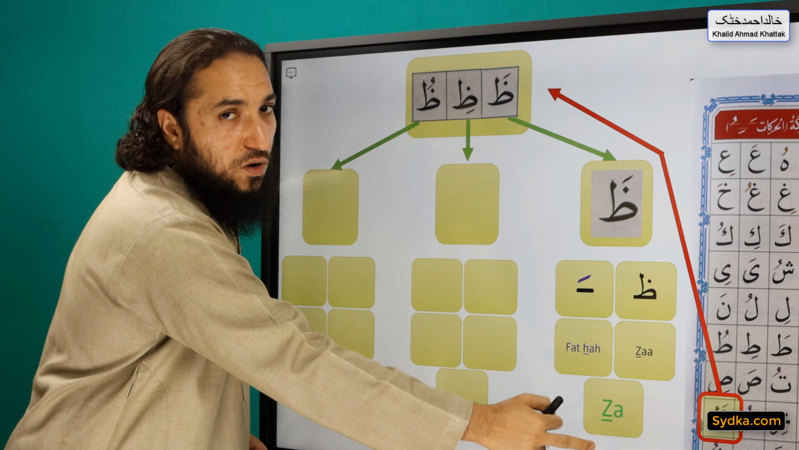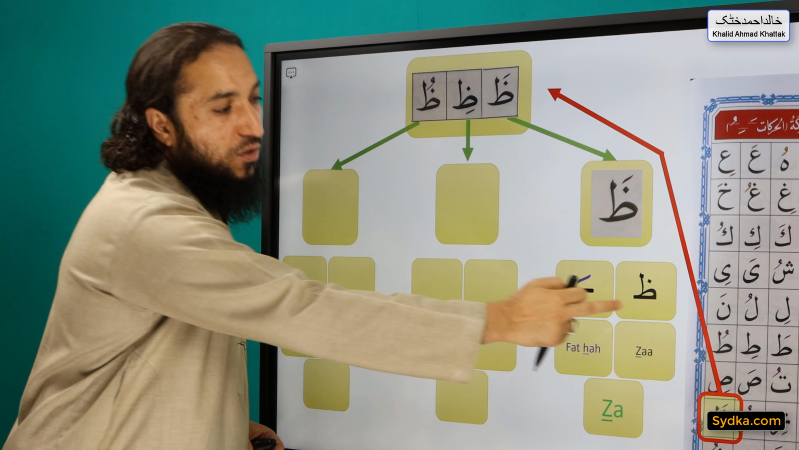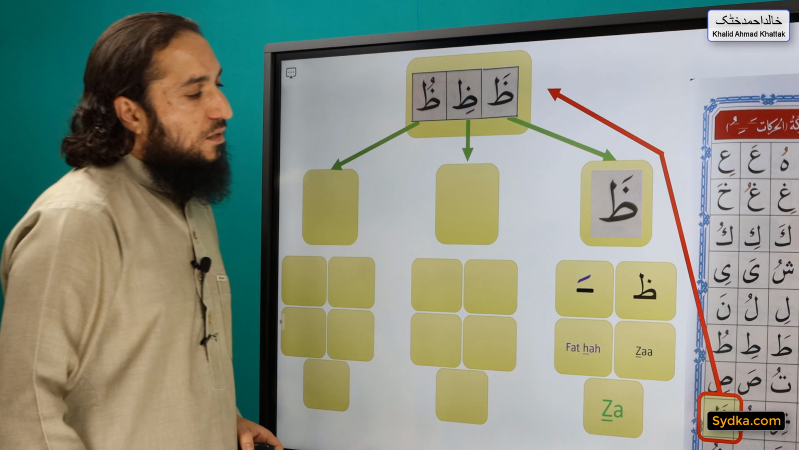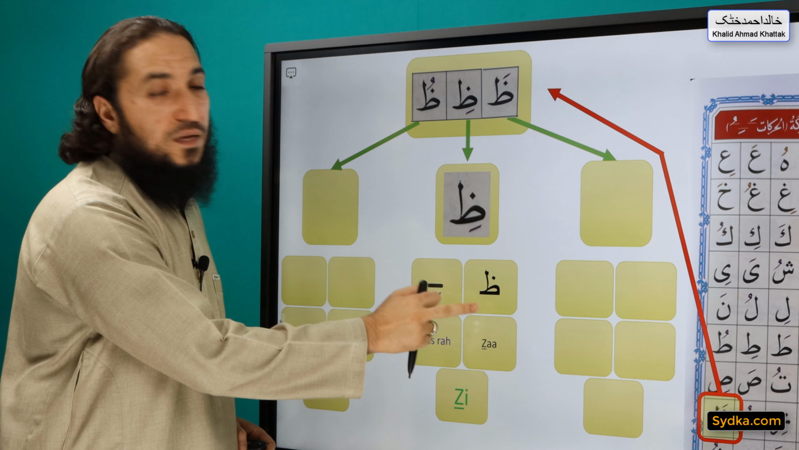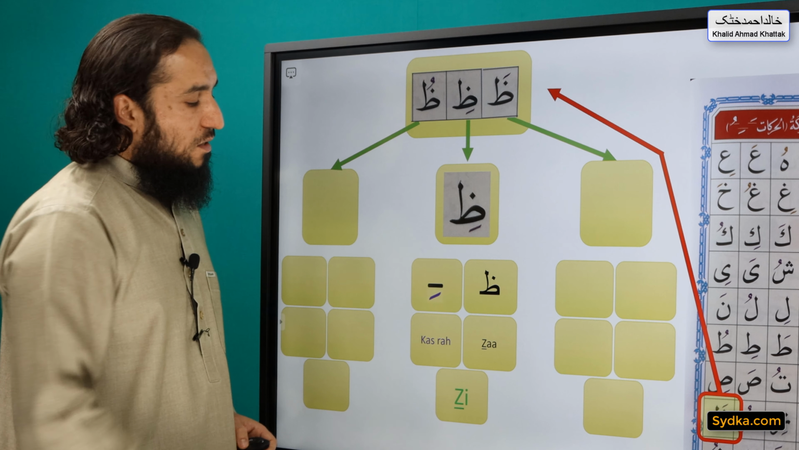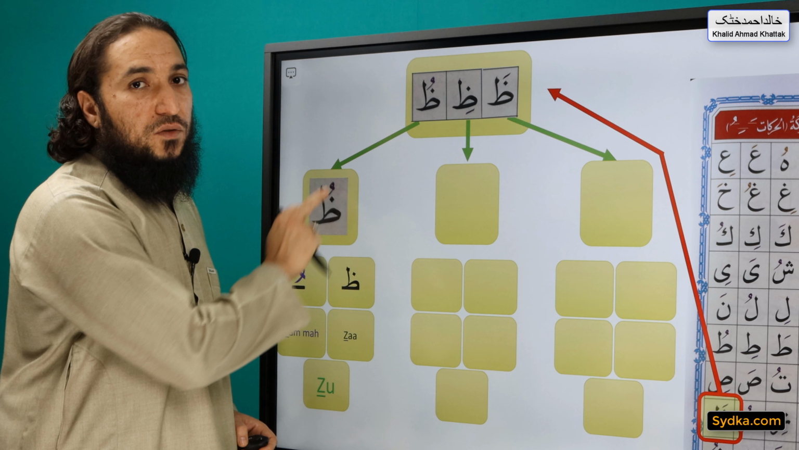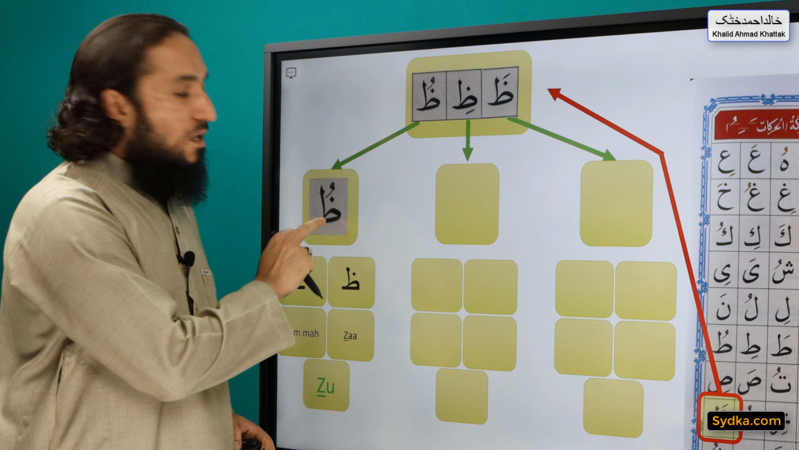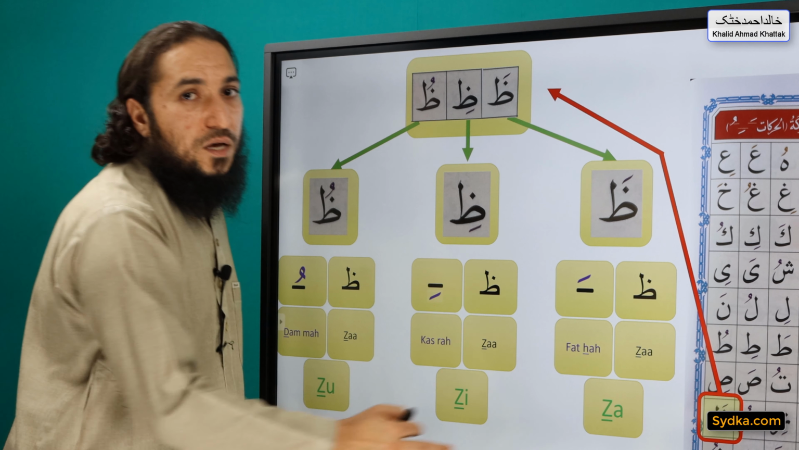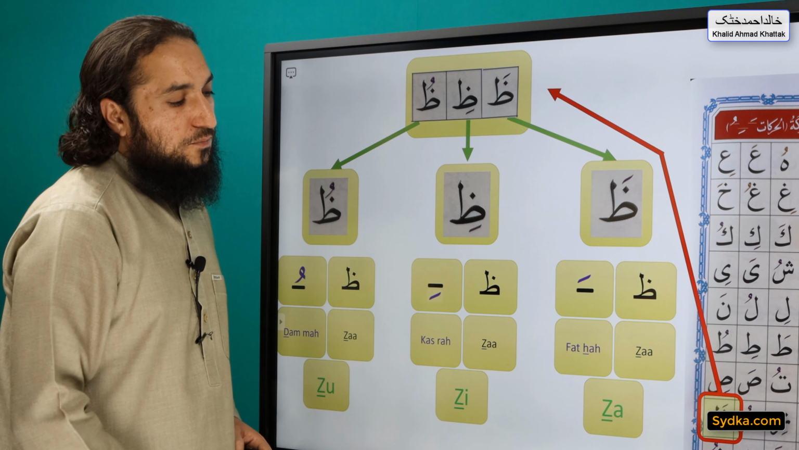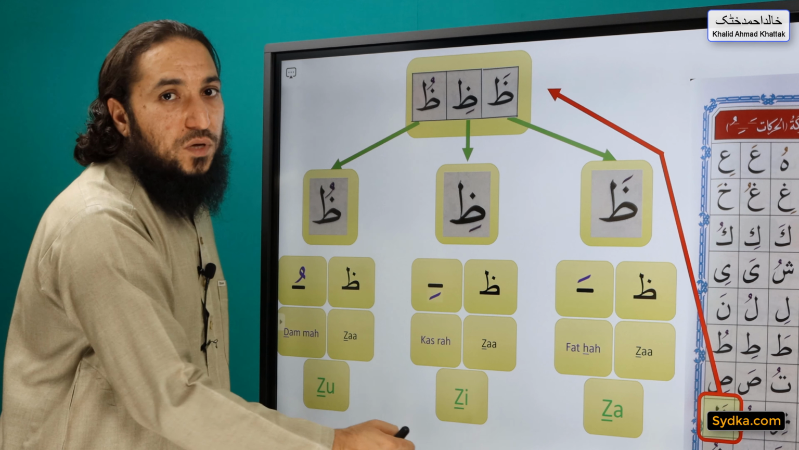ضا فتحة ضا. ضا كسرة ضي. ضا ضمة ضو. ضا ضي ضو.